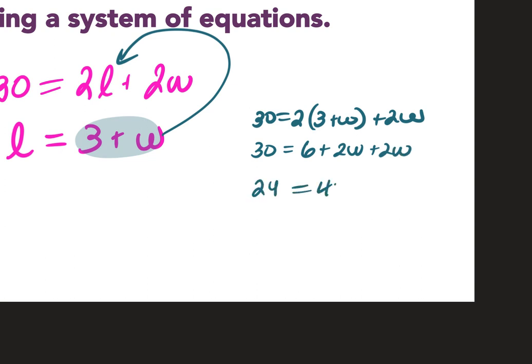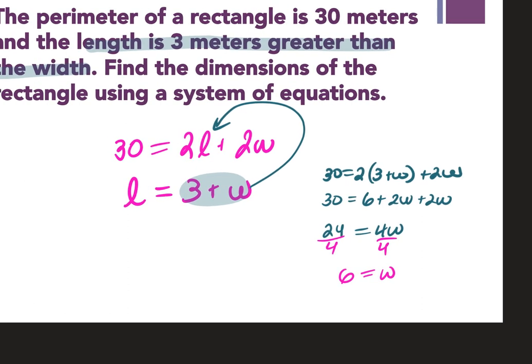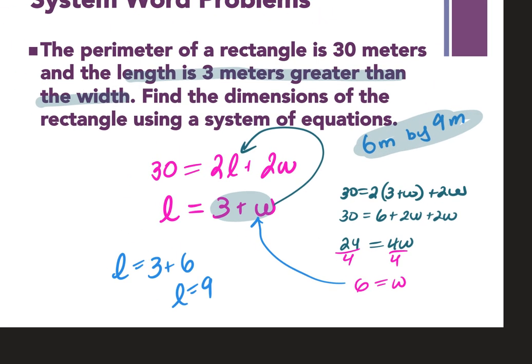24 equals 4W. And W is 6. That's the width. Now I need the length, so I plug it back in here. The length is 3 plus 6. The length is 9. So this is 6 meters by 9 meters. Or the length is 9 and the width is 6. You could do it that way. It doesn't matter. Those are the dimensions.